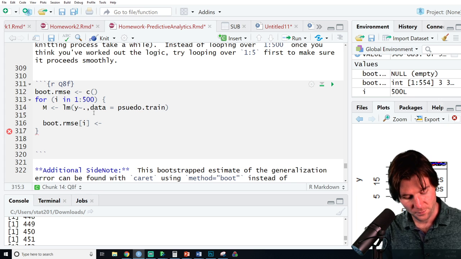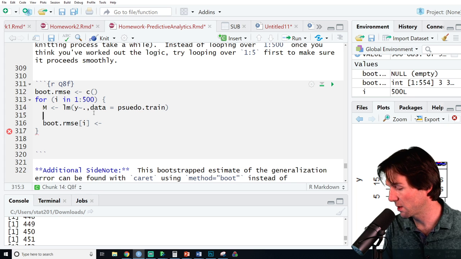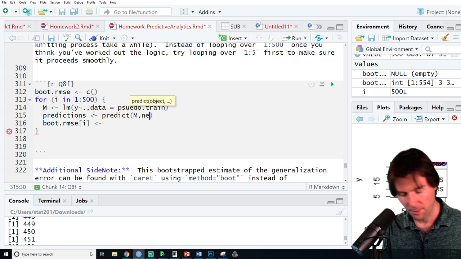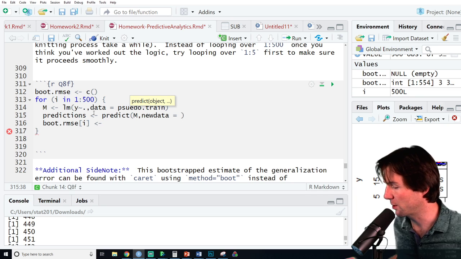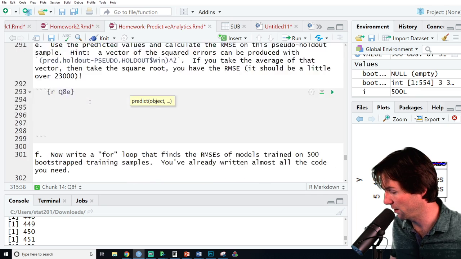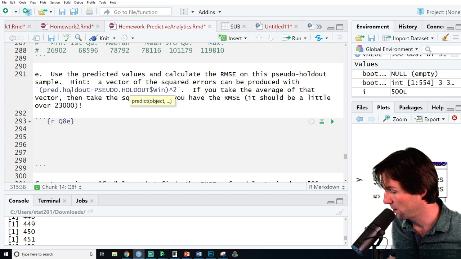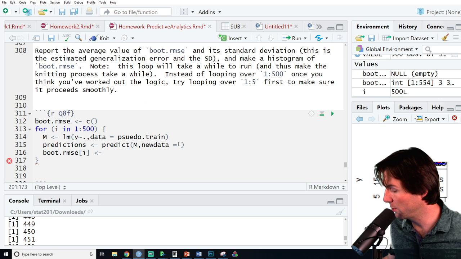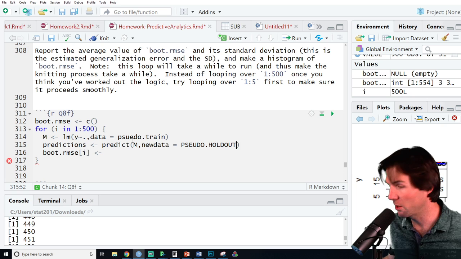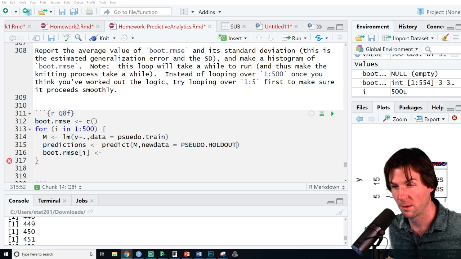Now I'm going to call this predictions, and I'm going to go here to predict using model M, and I'm going to say new data equals, and I think we're just doing holdout. Are we predicting on a holdout, or are we predicting on a pseudo holdout? I think it says pseudo holdout, yeah. So we're going to go here and go new data equals pseudo holdout, and this will get the predictions right here.